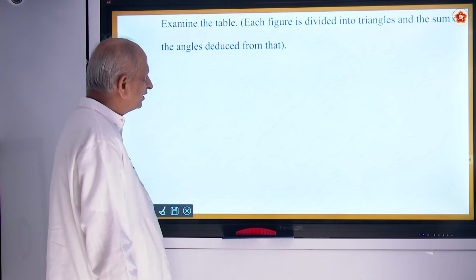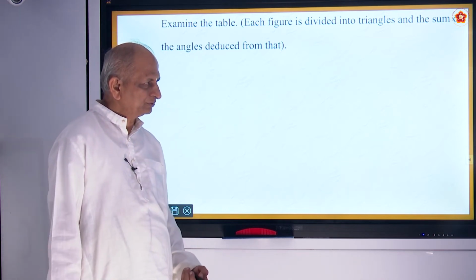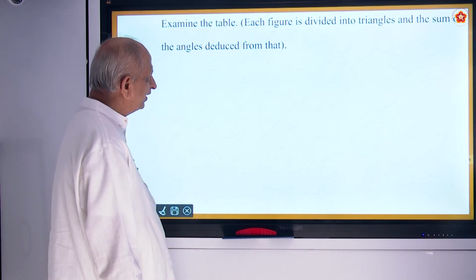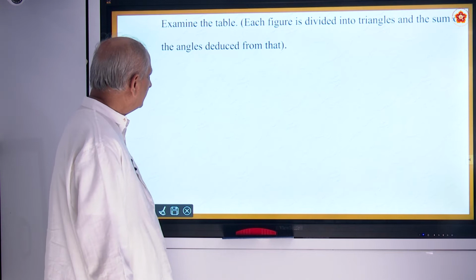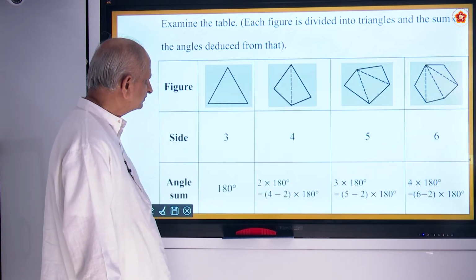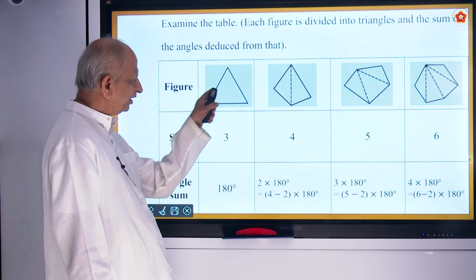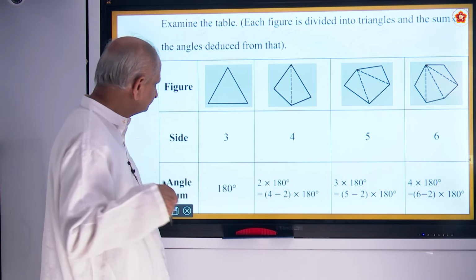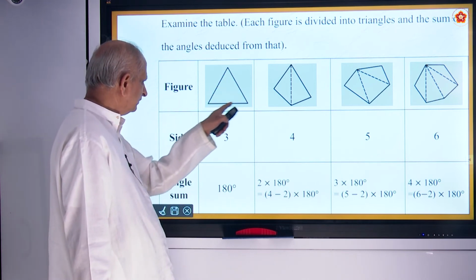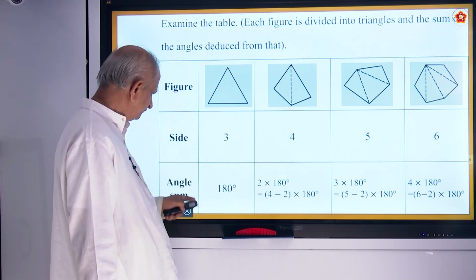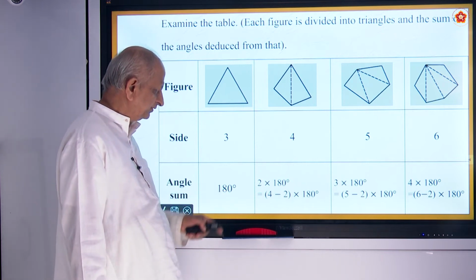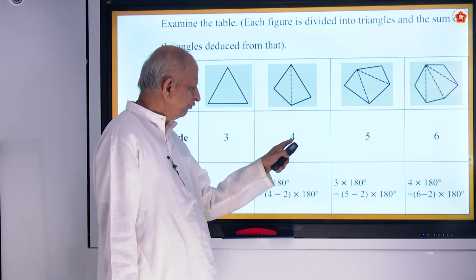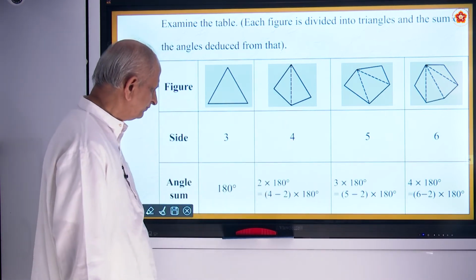Now we will extend it to other quadrilaterals and other polygons. Each figure is divided into triangles, and the sum of the angles is deduced from that. Draw the figures. Of course, it is in the textbook; if you don't have the textbook, copy it down. So this is a triangle. In a triangle, there are 3 sides and the sum of the angles is 180 degrees. In the case of a quadrilateral, there are 4 sides and 4 angles.